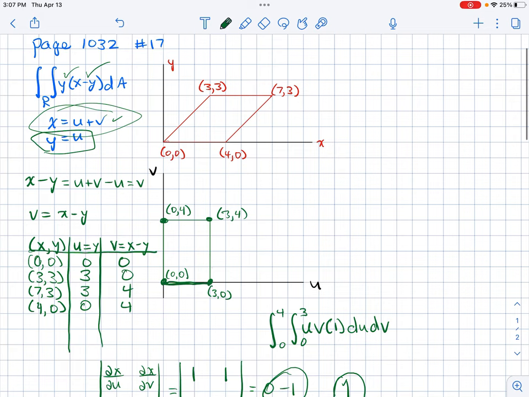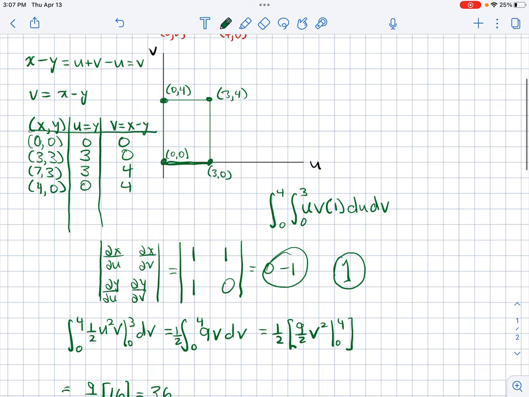So from start to finish, this is how we would make a substitution with double integrals. We use this Jacobian. So remember, this Jacobian is key.